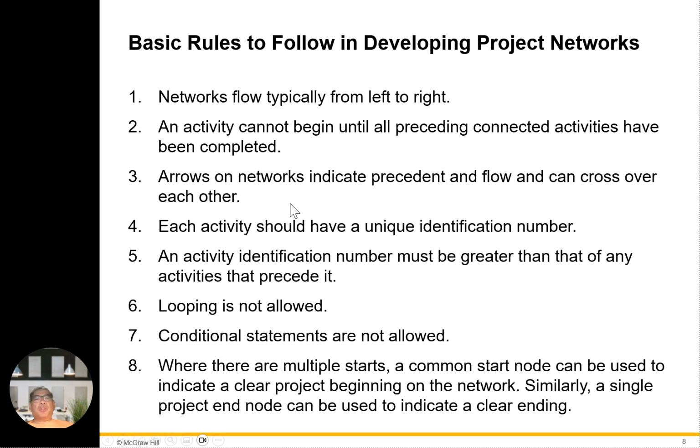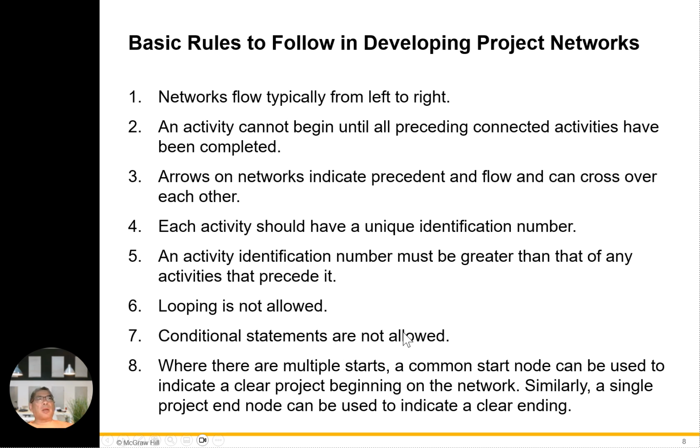Okay, number 3, arrows on a network indicate precedence and flow and can cross over each other. Number 4, each activity should have a unique identification number. Number 5, an activity identification number must be greater than that of any activity that precedes it. And number 6, looping is not allowed. That's the key. Looping is not allowed. You cannot loop it. You have to go through it.